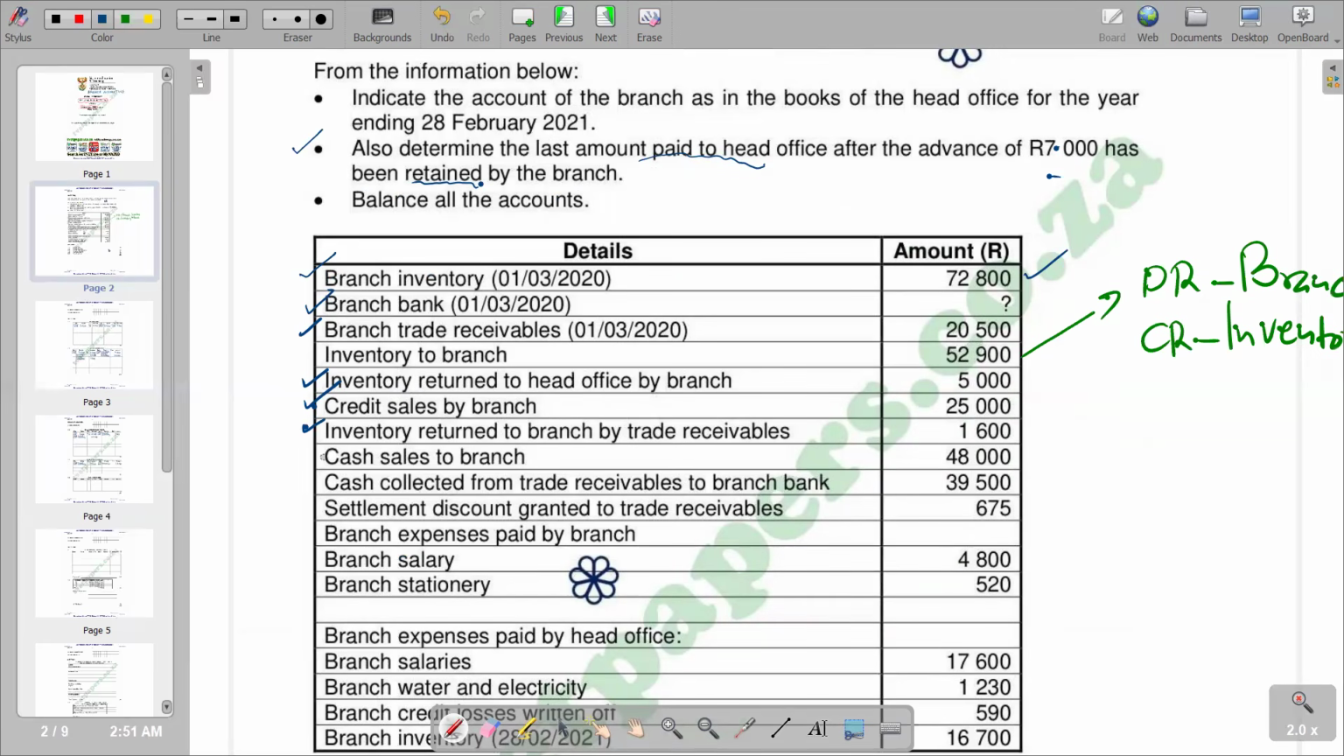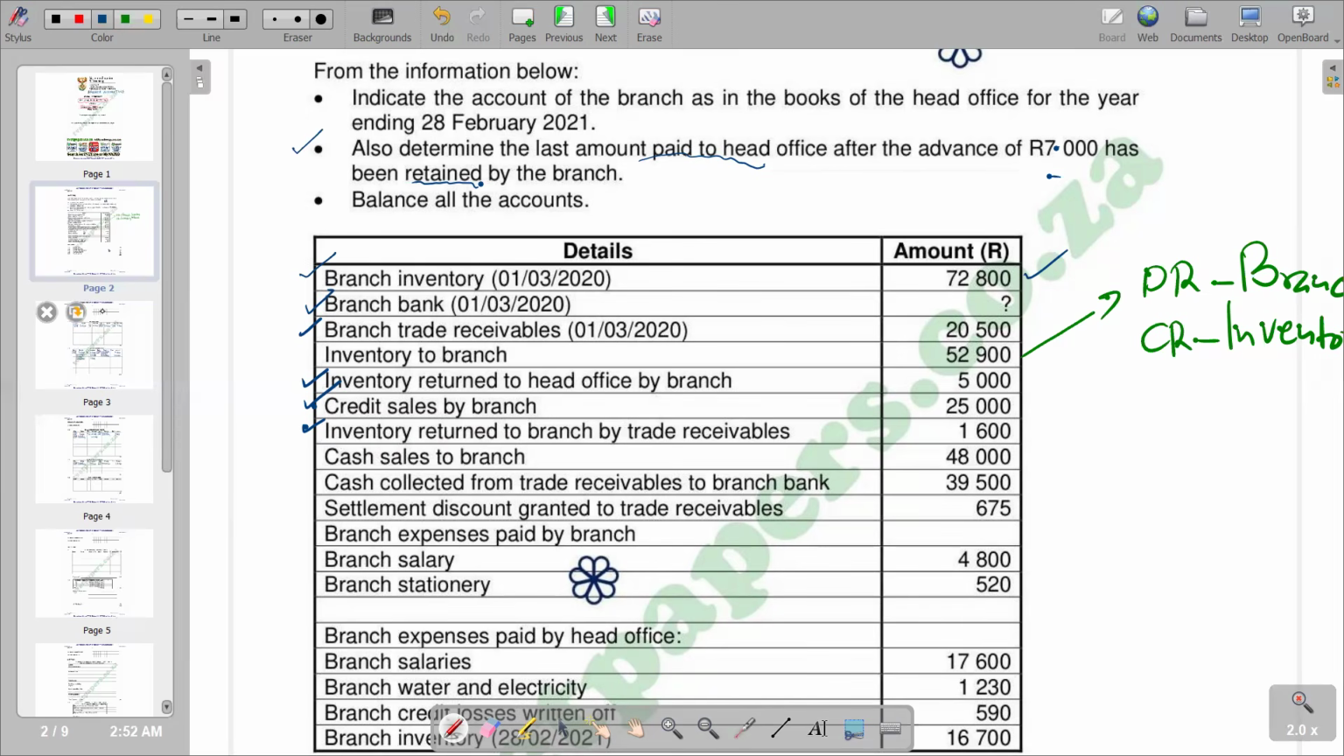These returns were finished. We go to cash sales to branch. Cash sales, remember these goods are going out. As long as we're having sales, these goods are going out, and the branch inventory has to be credited with that amount. And as we are selling on cash, it means we're going to receive some money. So it's obviously going to be debited in the bank. Bank is the one which is receiving. So we debit the bank, we credit the branch inventory.